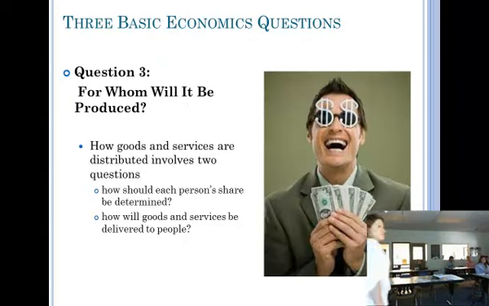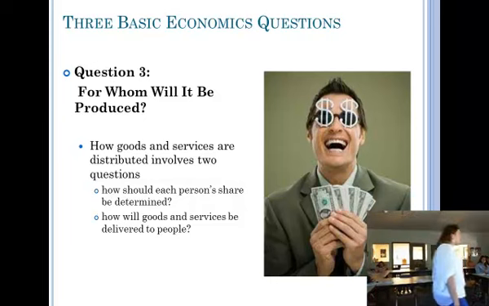Okay, so question 3 is, for whom is it going to be produced? Who are we going to produce these items for? Who are we going to provide these services to? Whoever will buy it. Okay.